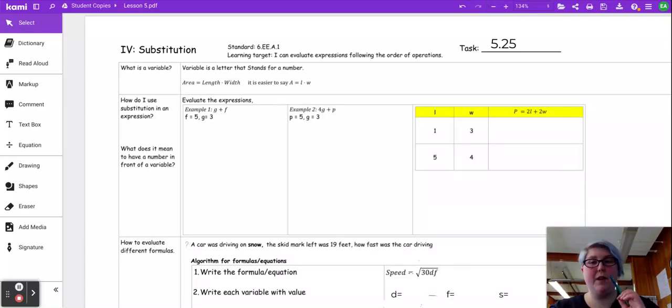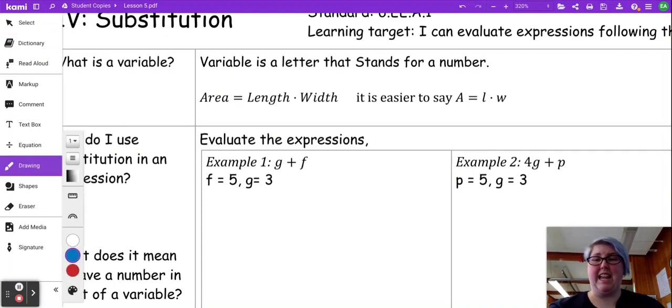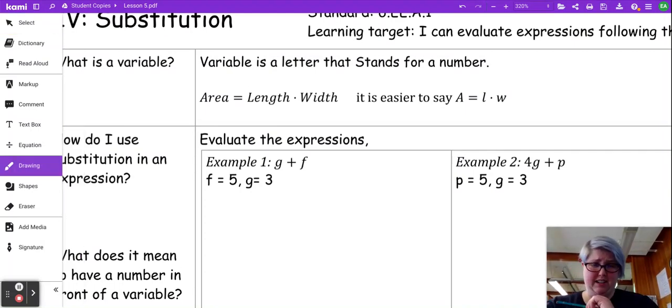We're going to evaluate variables and substitute. So first, let's look at what a variable is. Well, it's just any letter that stands for a number. For example, area is length times width. That's a lot to write out. It's way easier to say A for area, L for length, and W for width.